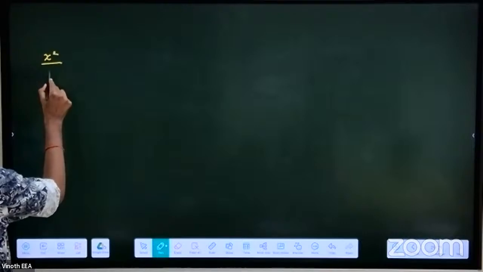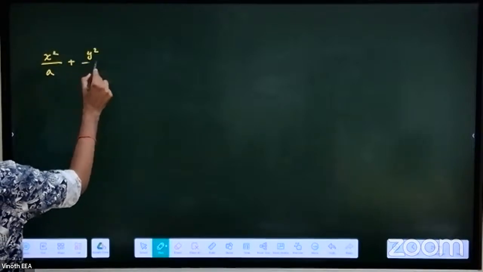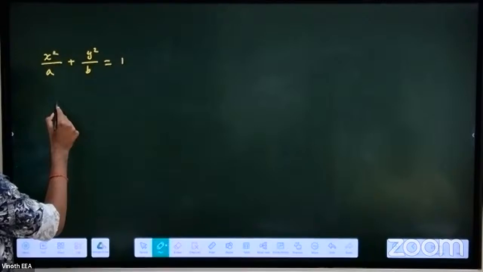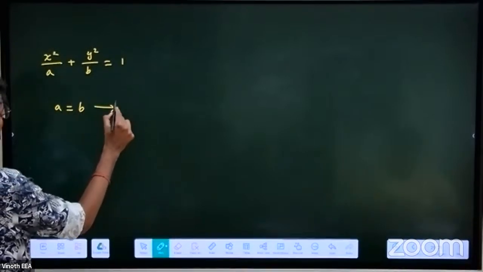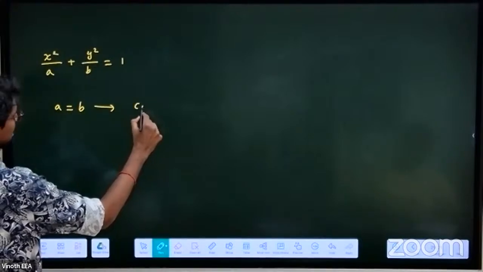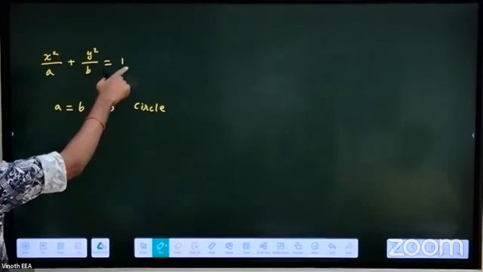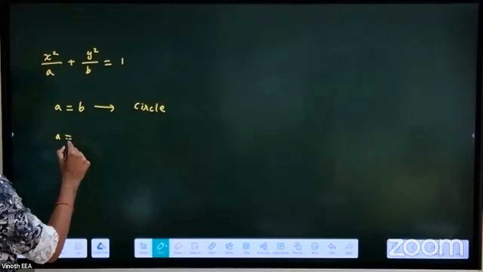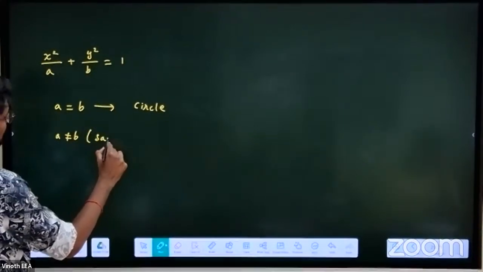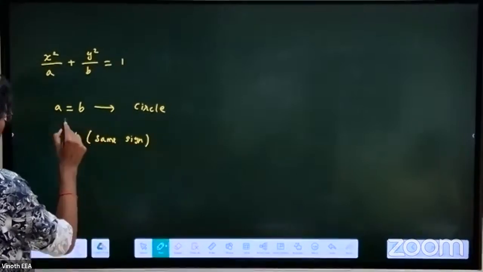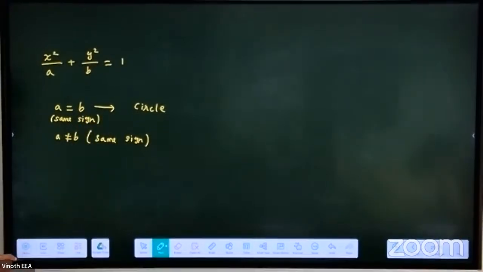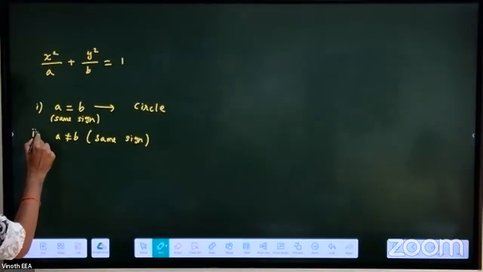Okay. See, we have that equation, right? X square by a plus y square by b equal to 1. A general equation. If a is equal to b, what does it indicate? It's a clear-cut circle. If a and b are the same, it is a circle. If a is not equal to b and also they are of the same sign, both positive or both negative. This is 1, this is 2.